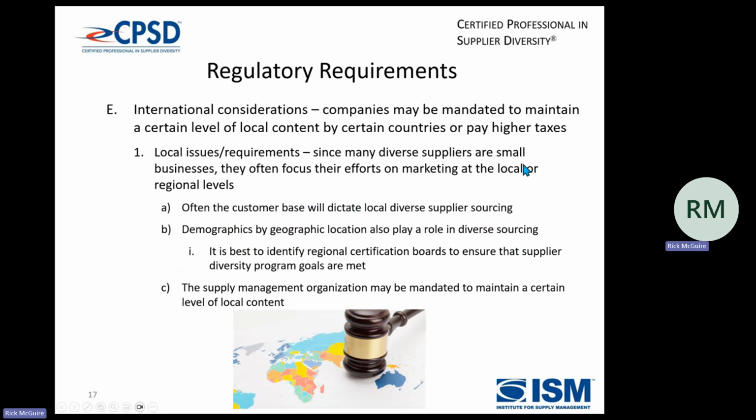So, local requirements. Since many diverse suppliers are small businesses, they often focus their marketing efforts at the local or regional level. Often the customer base will dictate local diverse supplier sourcing. Demographics by geographic location also play a role in diverse sourcing. It's best to identify regional certification boards to ensure that supplier diversity program goals are met. And the supply management organization may be mandated to maintain a certain level of local content.